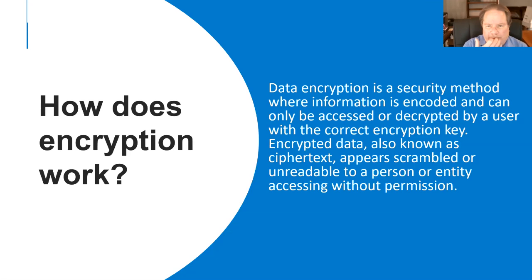So an example of a very simplistic type of encryption would be if I substituted every letter in the text on the right, "Data encryption is a security method." If I substituted each letter with its corresponding number in the alphabet, like the letter D would be a 4 and the letter A would be a 1. And if I converted every letter in that text on the right side of the screen into numbers, that would be a very simplistic form of encryption. It would be relatively easy to crack.